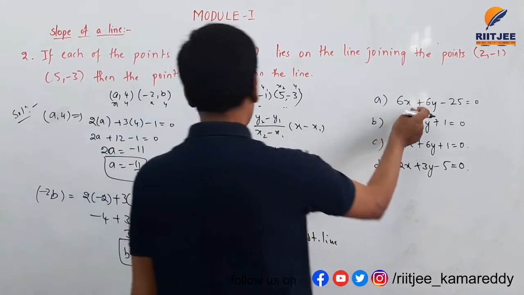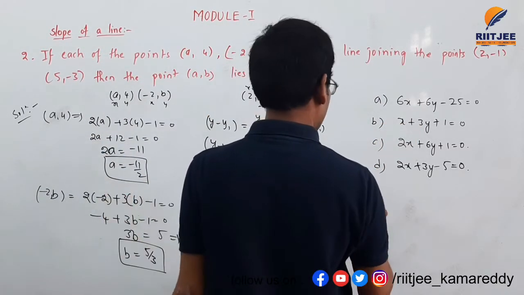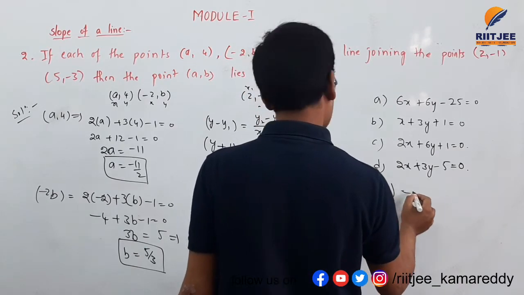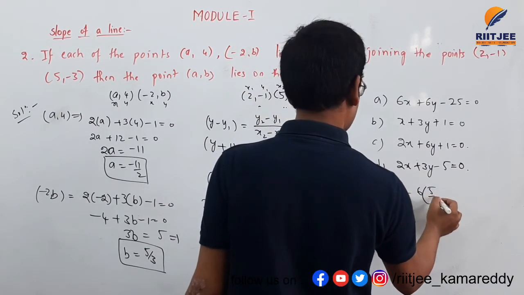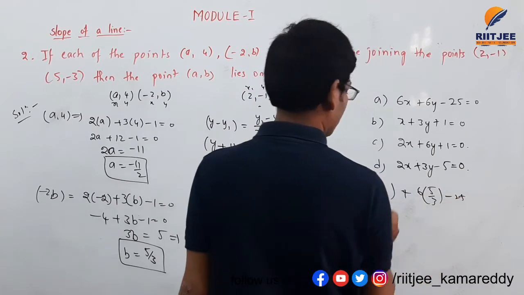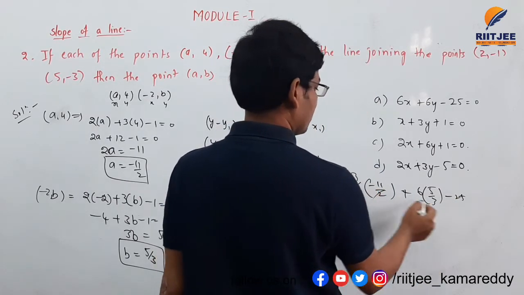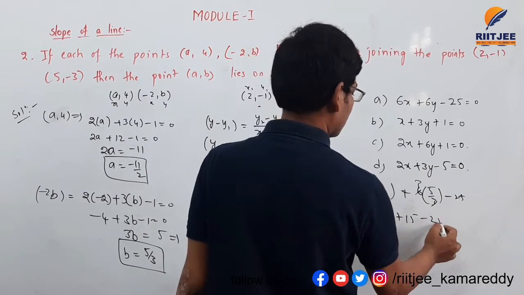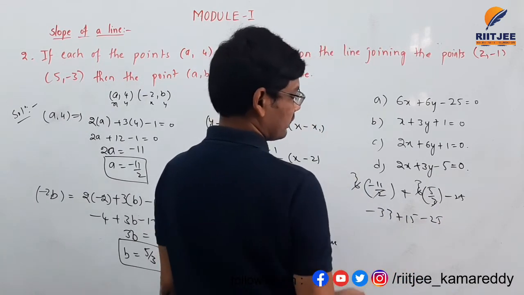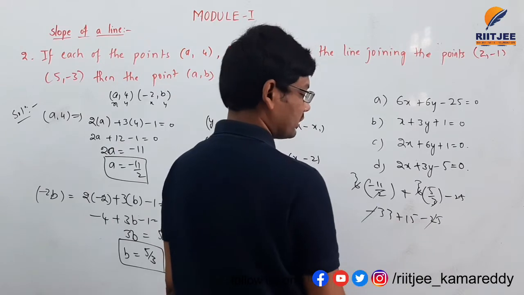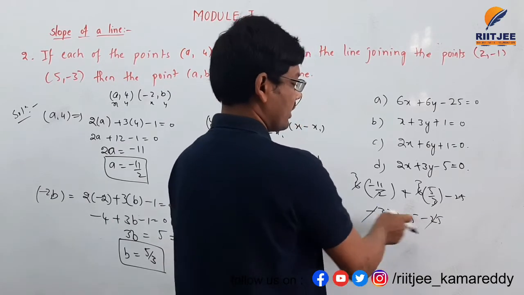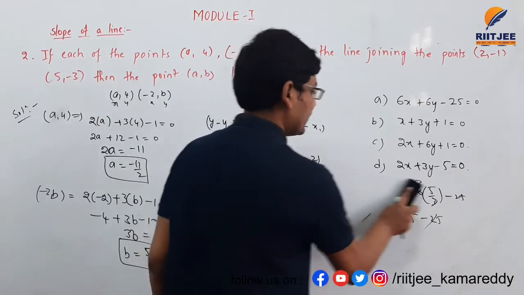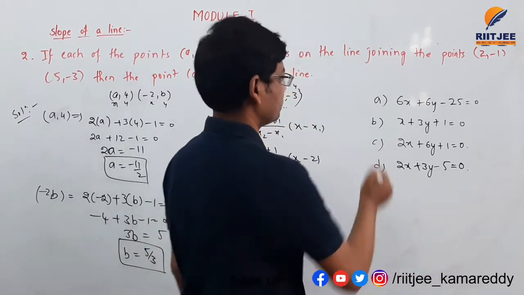If you substitute in the first option, -11/2 into 6 and + 6 into 5/3, -25: that is -33 + 15 - 25. So is it possible to cancel here? Both are positive, the negative has the higher value and the positive is the lower value. Not possible here. This is the wrong answer.